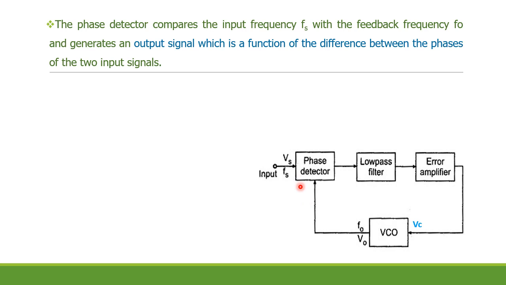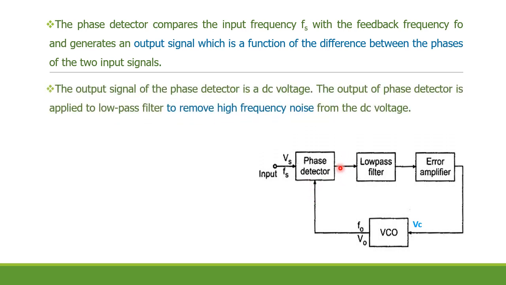So this phase detector is going to compare the two incoming signals. One is the input signal with the frequency Fs, and the other one is the signal from the VCO, that is the feedback signal with the frequency F0. These Fs and F0 will be compared in this phase detector, and an output signal is produced which is a function of the difference between the phase angles of the two input signals.